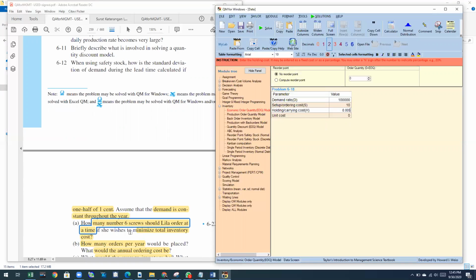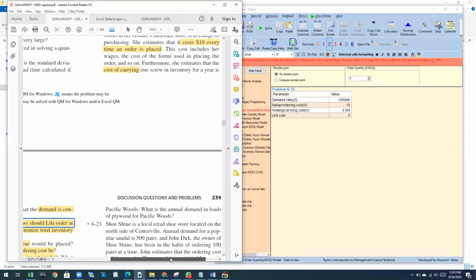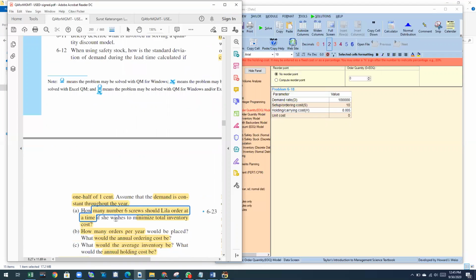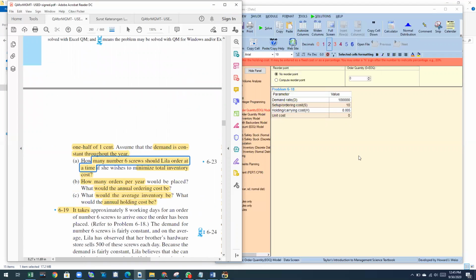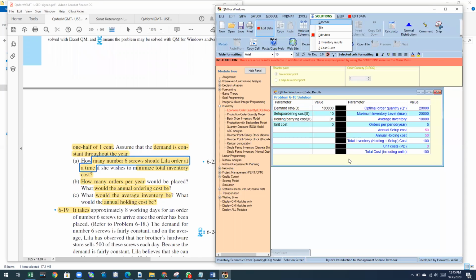And the cost per unit, do we have that information? Okay, we do not have that information, the cost of the screw per unit, so we leave it empty. Once we're done, we click solve. And this is the answer.